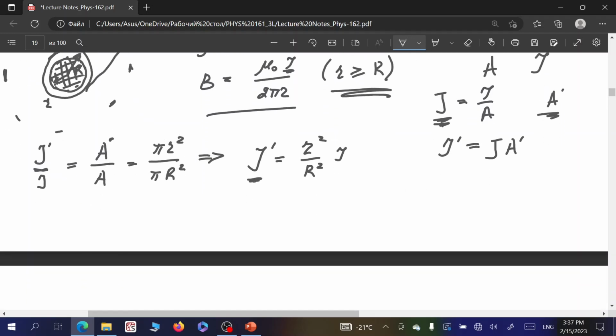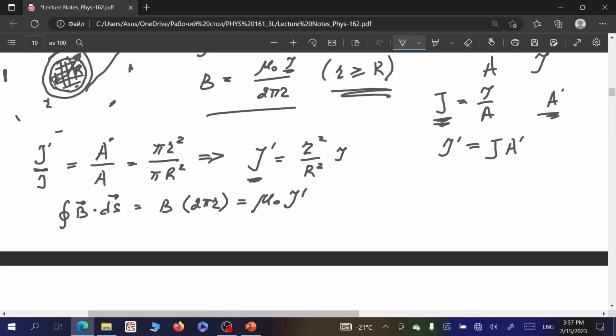And at this point, we can apply Ampere's law. So it will give us the integral over the closed loop of B vector dot product ds vector. This is B times 2 pi r, with small r, and that should be equal to mu naught times, instead of I, we put I prime.